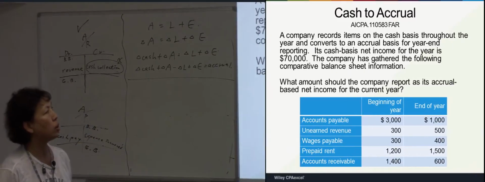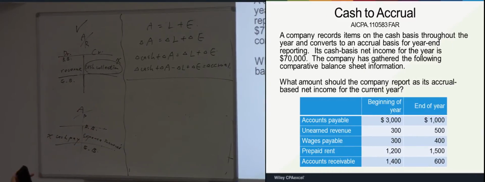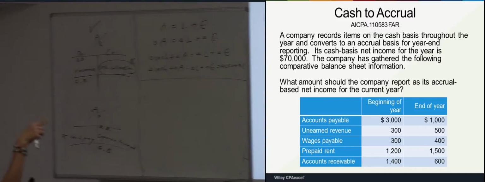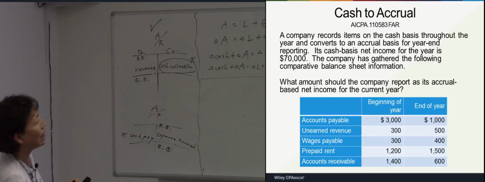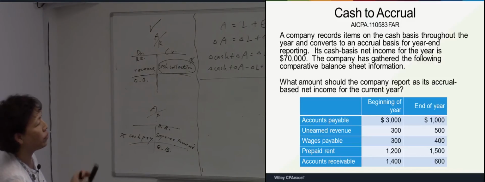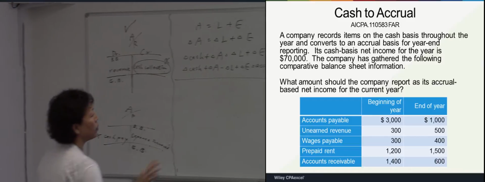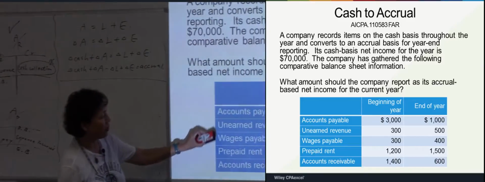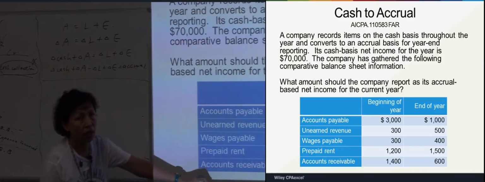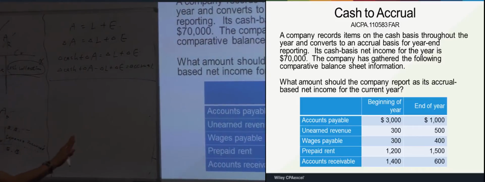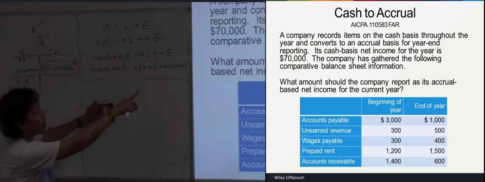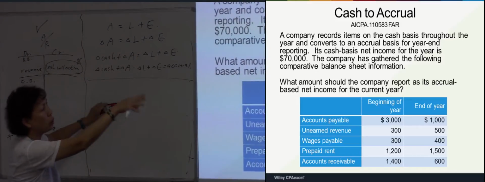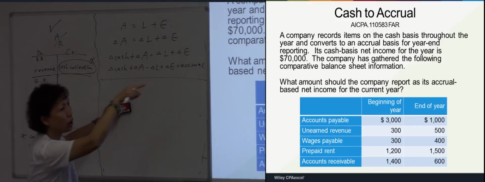A company records items on a cash basis throughout the year and converts to an accrual basis for year-end reporting. Its cash basis net income for the year is $70,000. The company has gathered the following comparative balance sheet information. So you are given information about the 5 account items, with beginning balance and also ending balance. Now we are required to convert cash amount to accrual amount.